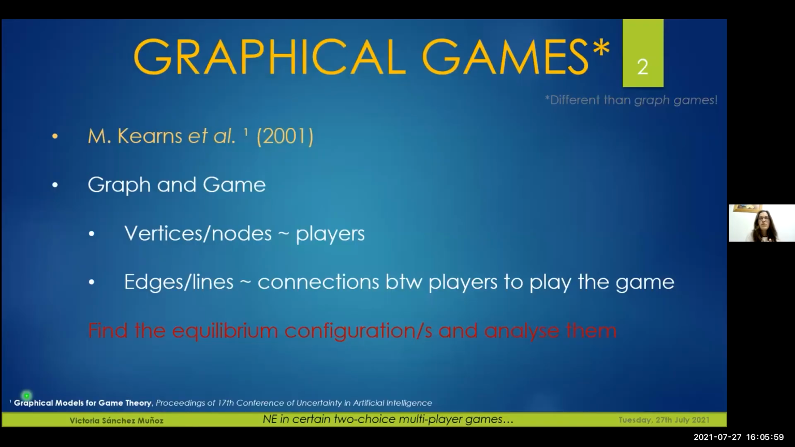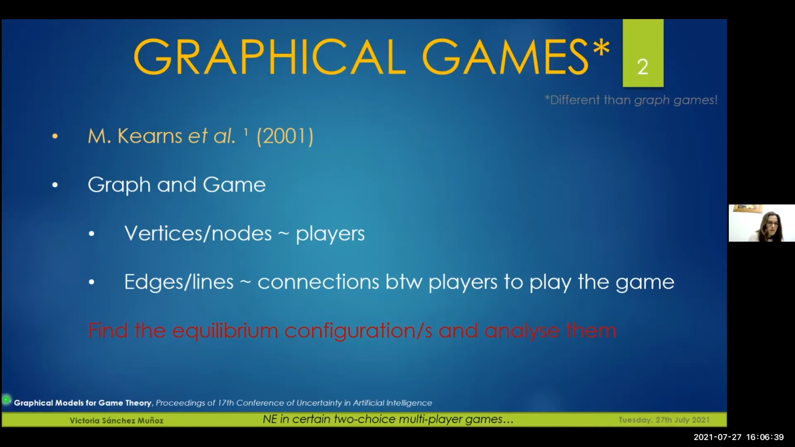First, let me give you the main concept, which is graphical games. That is different than graph games, okay? It started back in 2001 with Kearns and other people. Basically, a graphical game is defined by a graph and a game. The vertices or nodes represent the players, and the edges or lines represent the connections between players, and each player will play the defined game with their neighbors, the players connected to them. The main aim is to find the equilibrium configurations and to analyze them somehow.